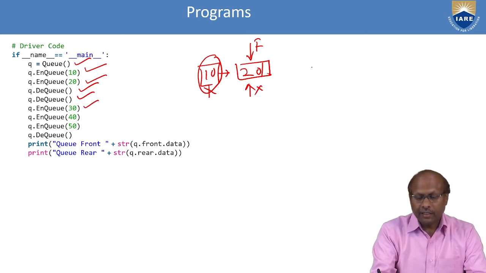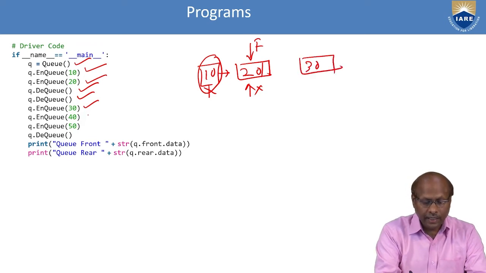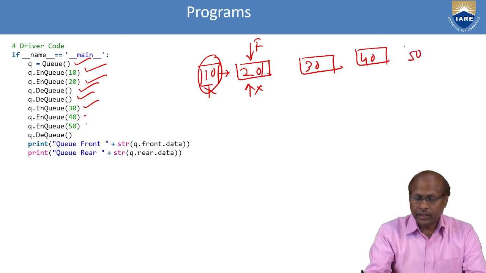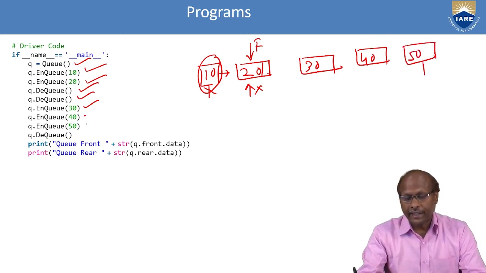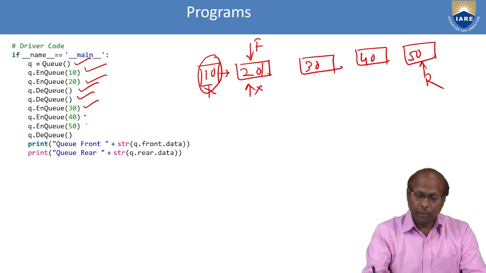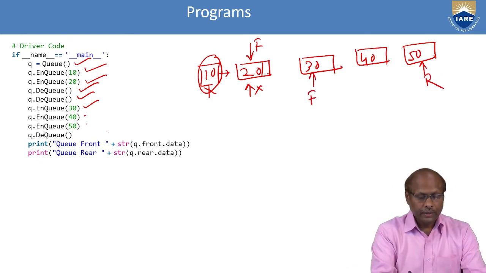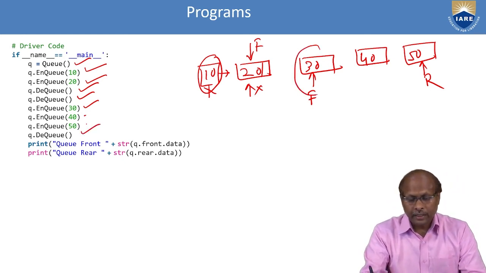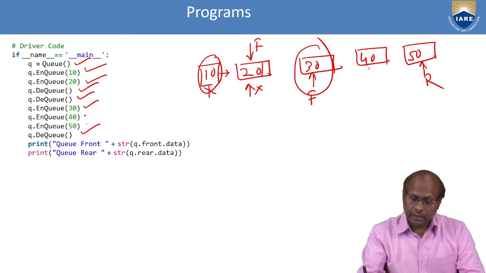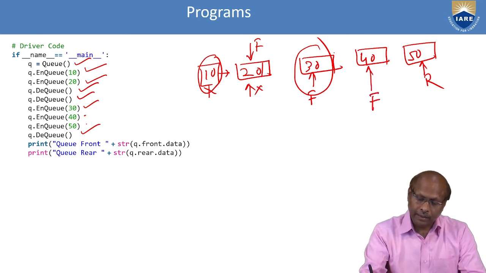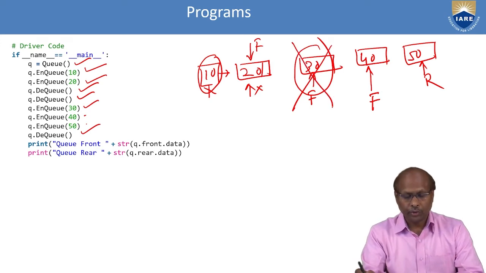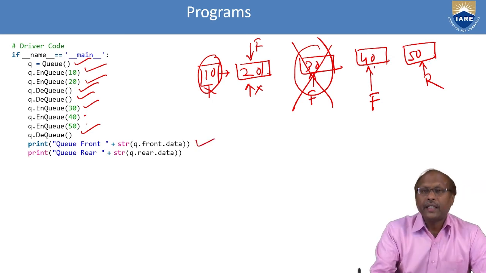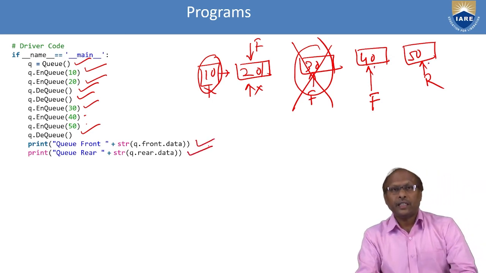Now again insert 30, 30 is inserted. Again insert 40, 40 is inserted. Again insert 50, 50 is inserted. So at the end my rear will be at the last node, and front will be at the front. Now when you say q.dequeue, which one will be deleted? Wherever front is there. So my front is now here, because after deletion, front is moving forward. And now when I want to print the data, front data is 40 and rear data is 50. So this is the way it works.